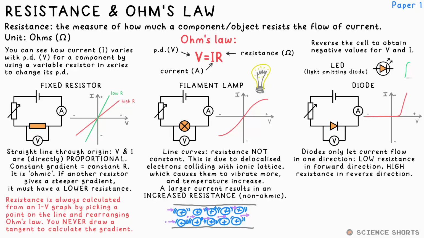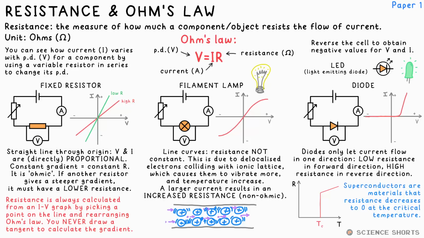An LED is a light-emitting diode, similar symbol, just with a couple of extra bits showing that light is emitted. These are what most lights in electronics are these days, rather than filament lamps. A superconductor is a material that can have a resistance of 0.